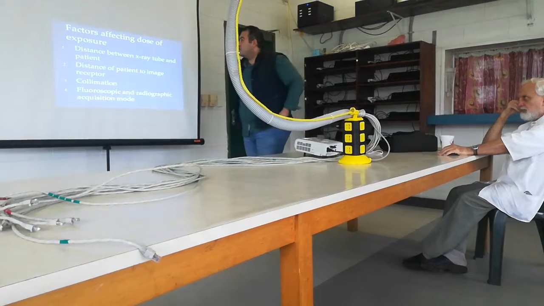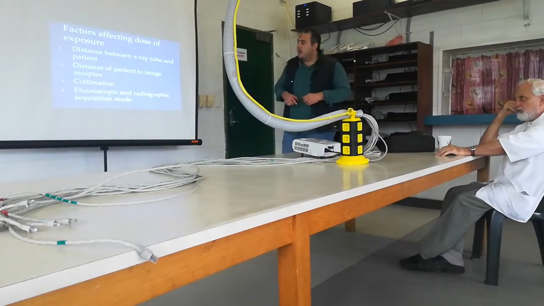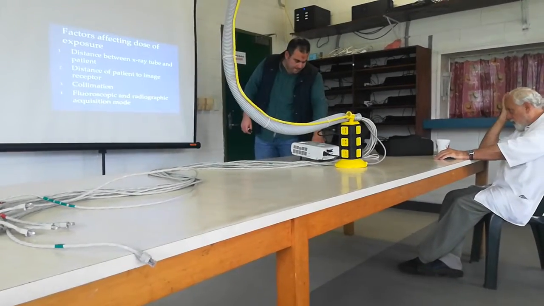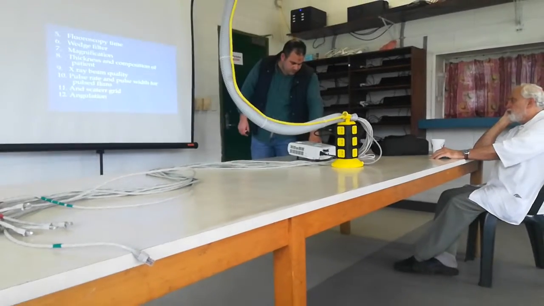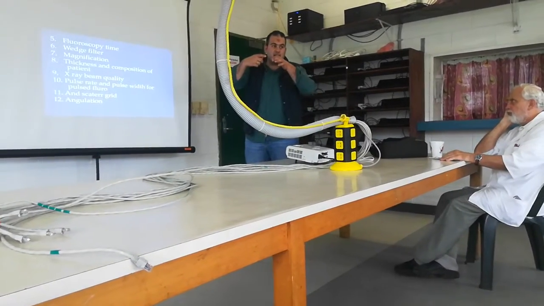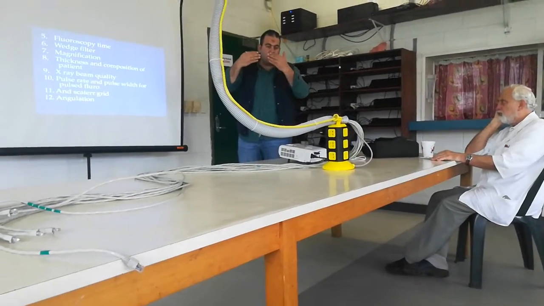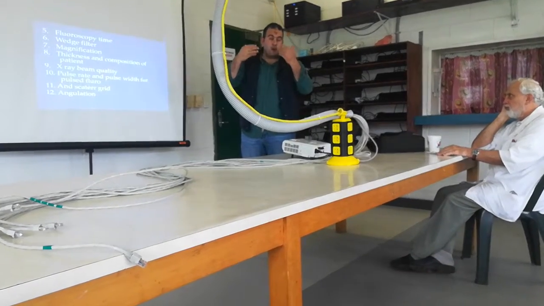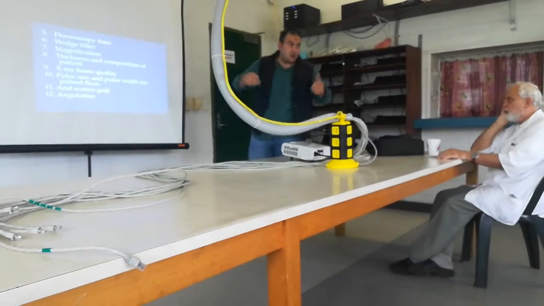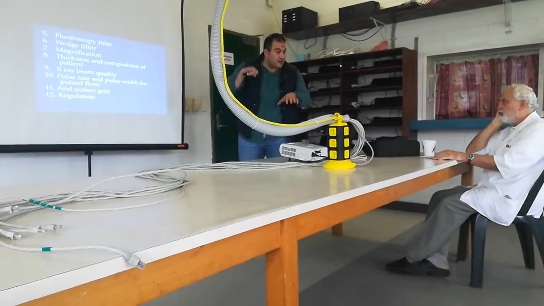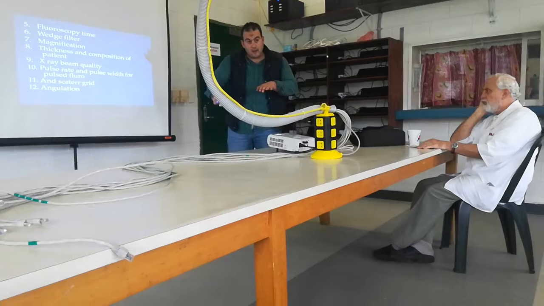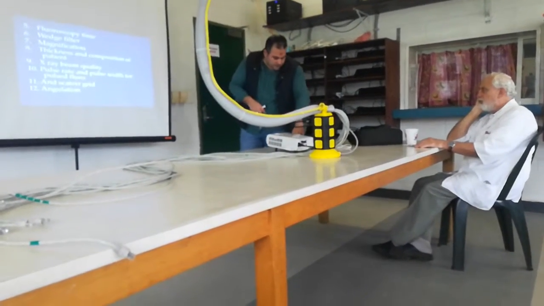Factors affecting dose of exposure: distance between X-ray tube and the patient, distance of patient to image receptor, collimation, fluoroscopic and radiographic acquisition mode, fluoroscopy time, filter, which means the filter inside the X-ray tube, which absorbs a lot of high energy radiation, magnification, the composition of the patient affecting the absorbed dose of the patient, X-ray beam quality, pulse rate, and pulse width for pulse fluoro, scatter grid, table angulation.